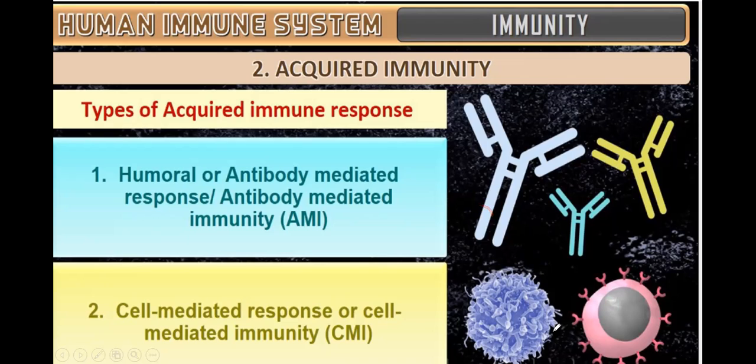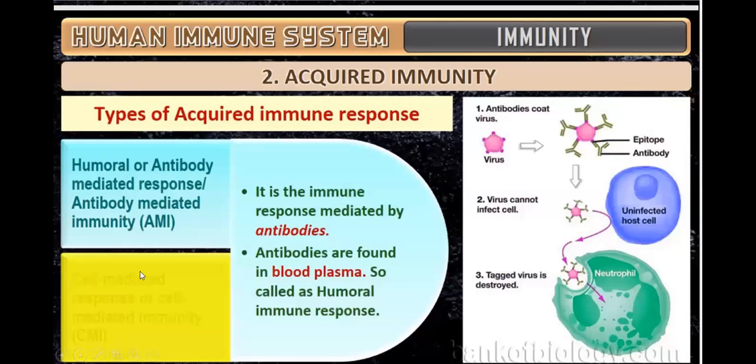In cell-mediated immunity, the cell itself acts. See, these pathogens are coming, so the cells have some site where they will attack the pathogen. So there is cell-mediated immunity and antibody-mediated immunity. Humoral or antibody-mediated response is the immune response mediated by antibodies.